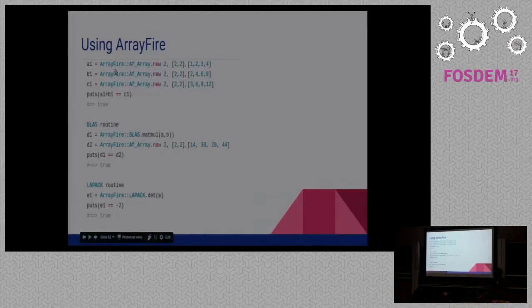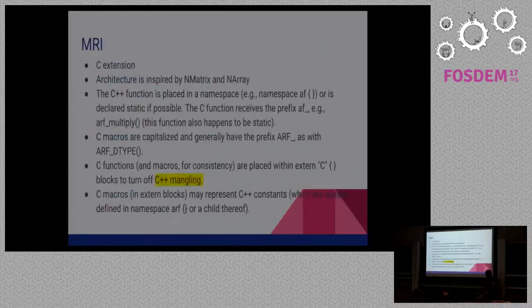So how do you use ArrayFire Ruby? In the first line of code, I just created an ArrayFire matrix. It's 2-dimensional, with 2 rows and 2 columns. I just add these two, and in the next part I show how we implemented a BLAS routine, where I multiply 2 matrices, and then the third part of the code shows how to get the determinant of a matrix.